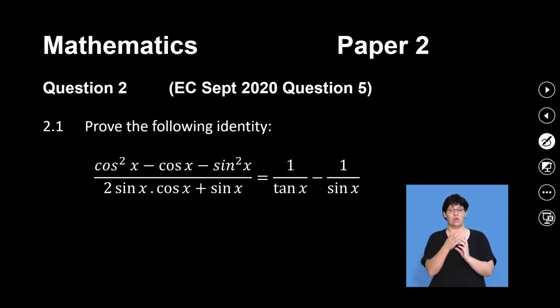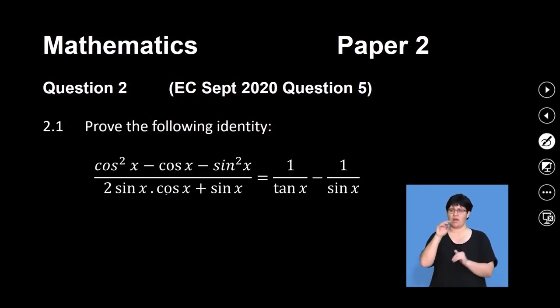So we need to prove that cos squared x minus cos x minus sine squared x all over 2 sine x cos x plus sine x is equal to 1 over tan x minus 1 over sine x.